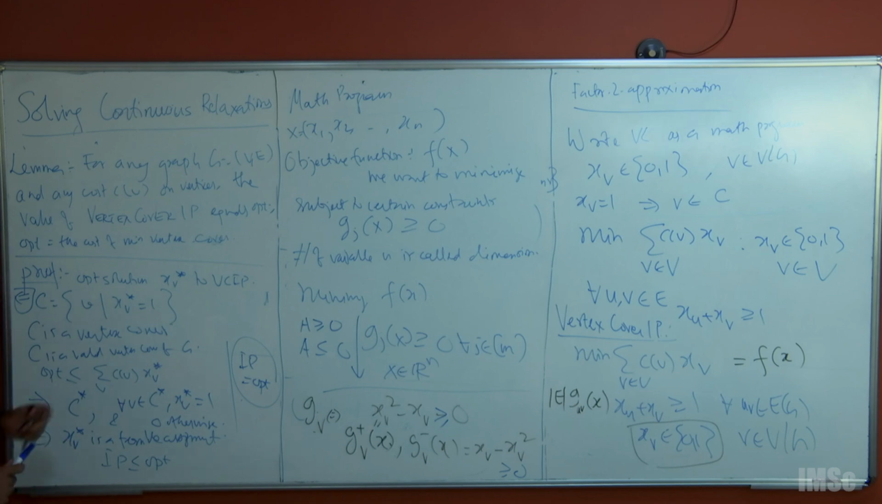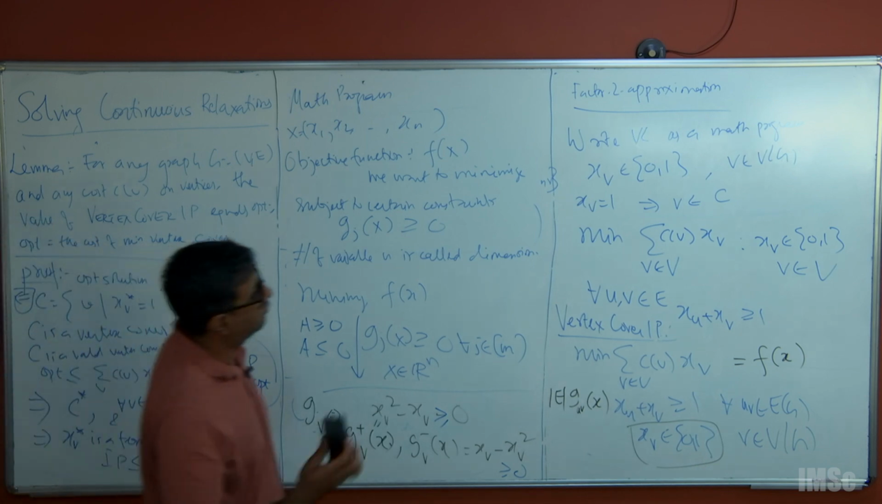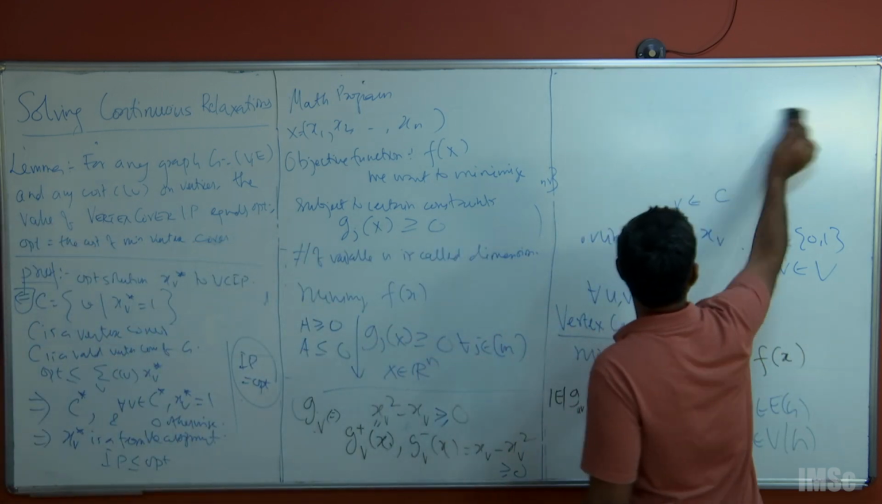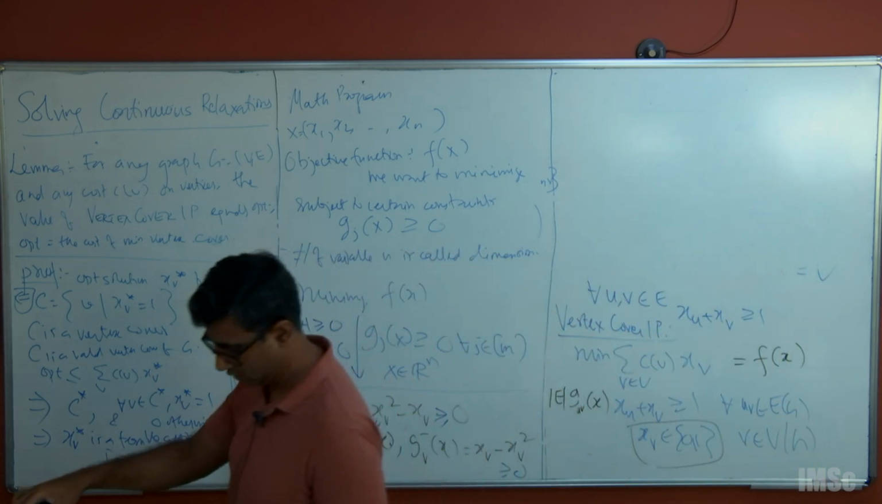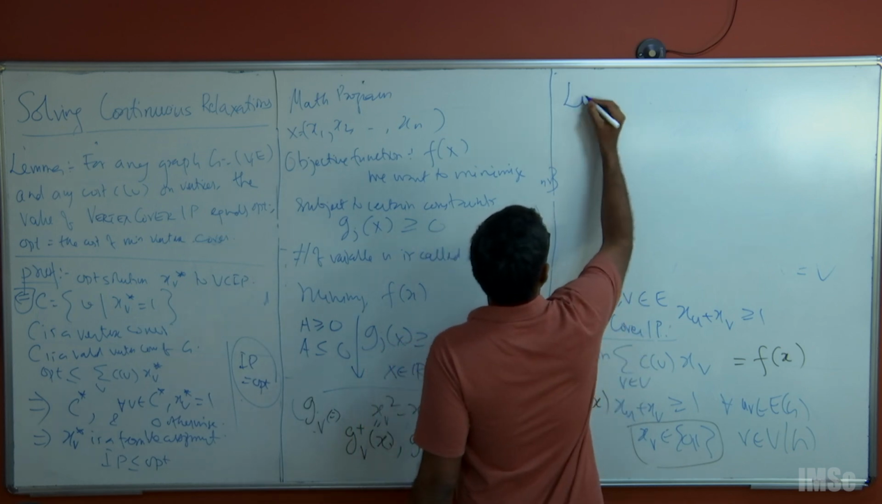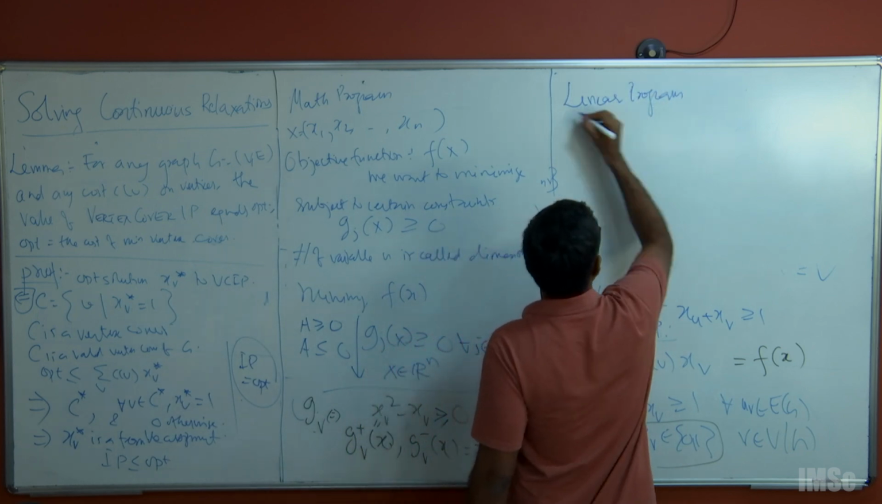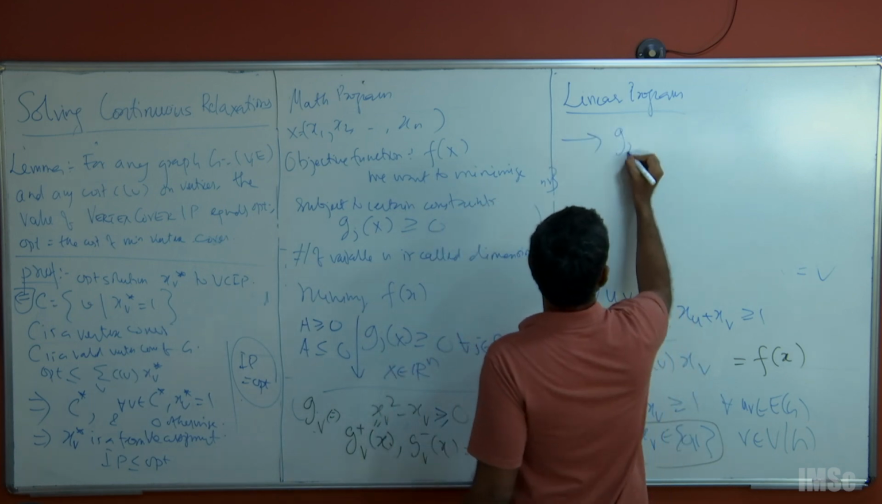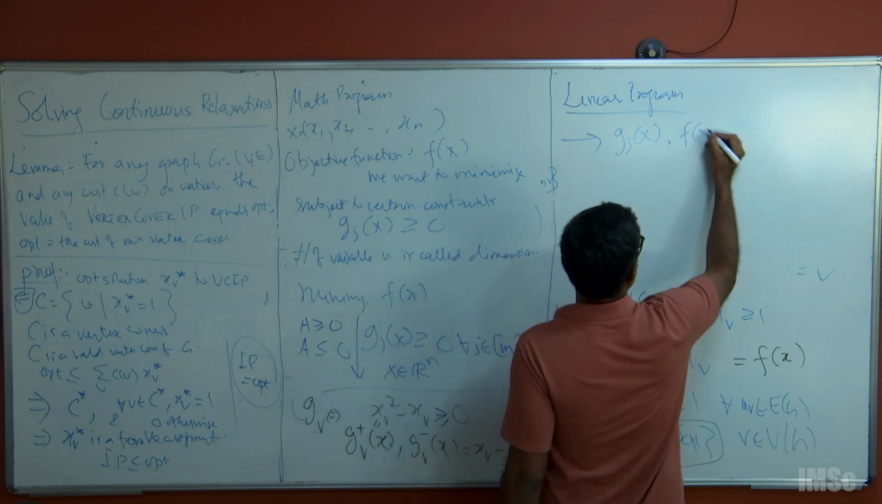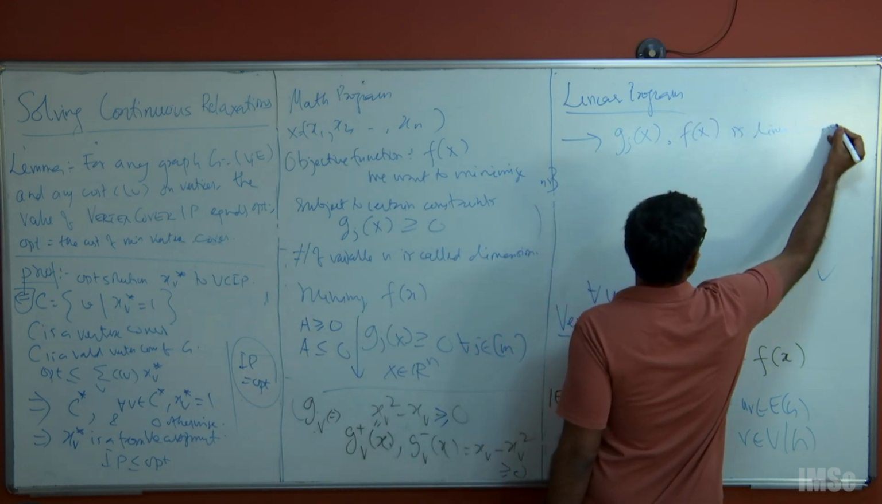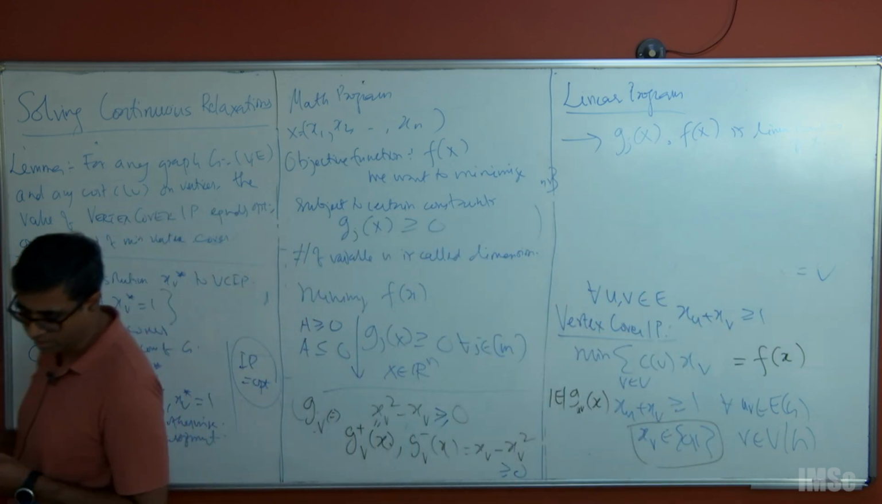Notice one thing from all this: this general math program captures vertex cover, and of course they are hard to solve. So we cannot expect to solve any of these things. In particular, there is a large class of math programs that can be solved in polynomial time, which is called linear program. So what is a linear program? A linear program is when g_j(x) and f of x are linear functions of x. Then they are called linear programs.